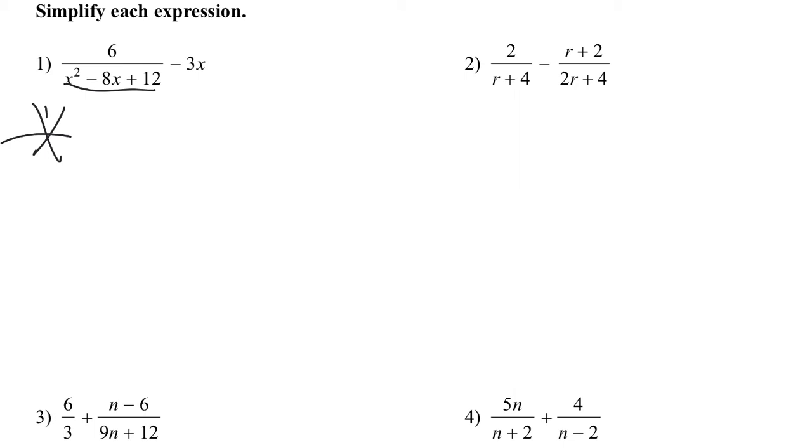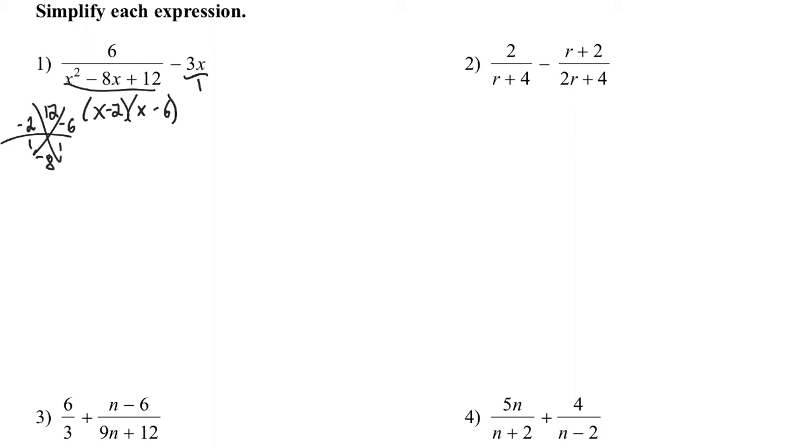So we have 12 on top, negative 8 on the bottom, and then 1s on the sides. So you multiply to get 12 and add to get negative 8. So that's going to be negative 2 and negative 6. So the bottom is going to become x minus 2 times x minus 6. Now the 3x there doesn't really have a fraction, right? So you can put it over 1 if you want to.